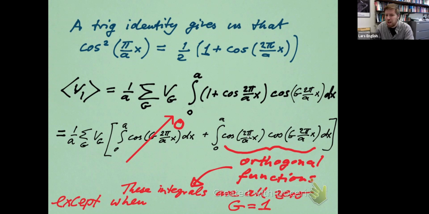But for any other g values, for instance, g is equal to 2, I get here cosine of something times x times the cosine of twice that something times x. Those are 2 orthogonal functions, and the integral over 1 period is going to be 0 for that. So in this sum out here, where I'm summing over all integers g, only one term in that sum will survive, namely the g is equal to 1 term.